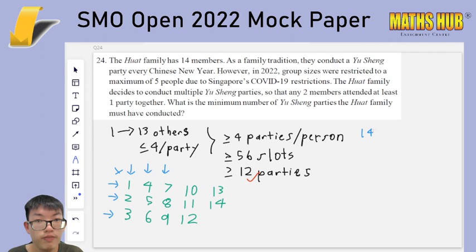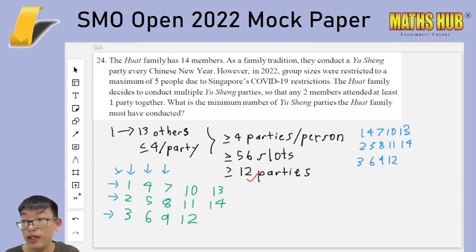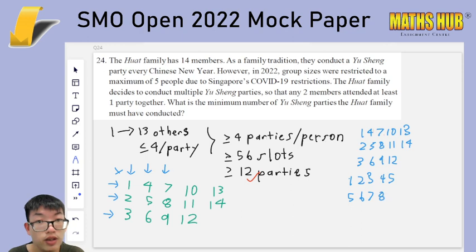1, 4, 7, 10, 13. 2, 5, 8, 11, 14, and 3, 6, 9, 12. Now for the column ones, I am going to just adjust it a little bit by, since I want extra space, I'll do something like 1, 2, 3, 4, 5. And then 5, 6, 7, 8, 9. And then 10, 11, 12, 13, 14.